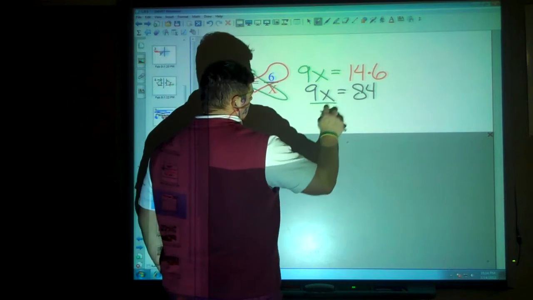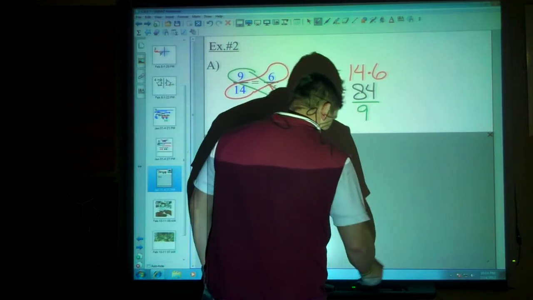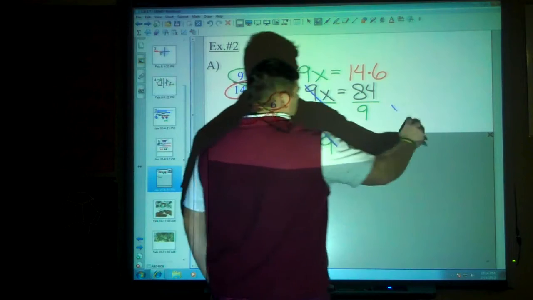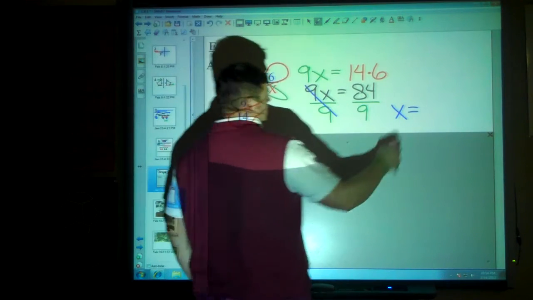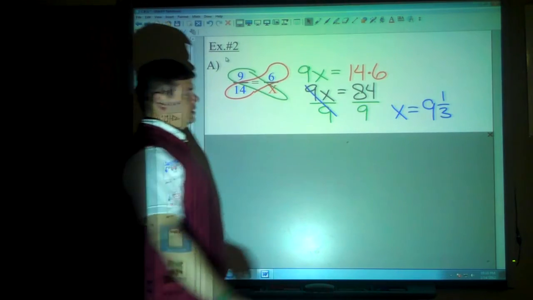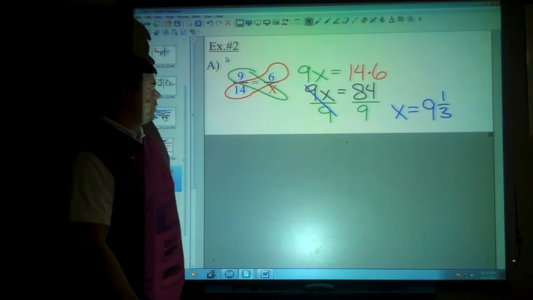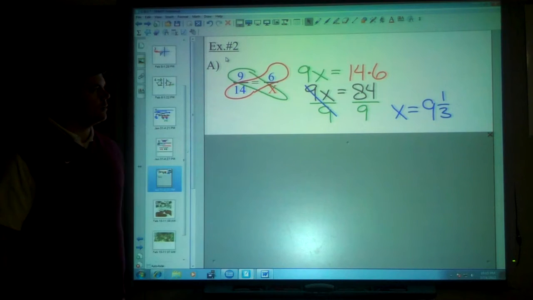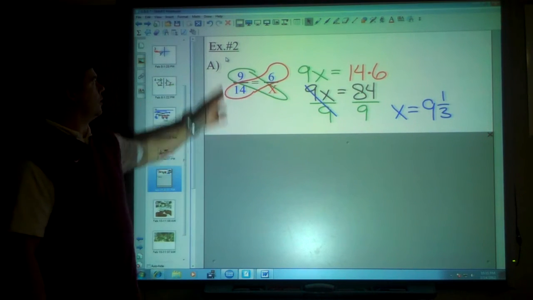Now you divide each side by 9. Now 9 goes into 81 exactly 9 times and leaves 1/3 left over because it leaves 3/9, and 3/9 simplifies down to 1/3. So there we have our answer would be 9 and 1/3 right there.